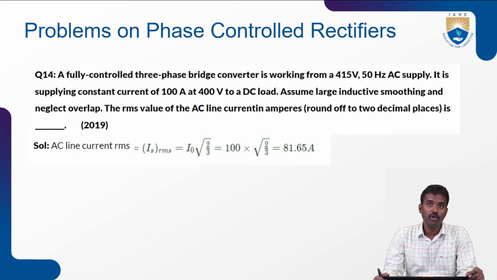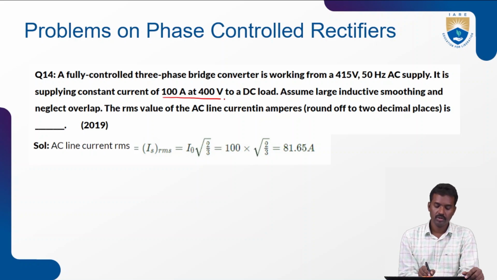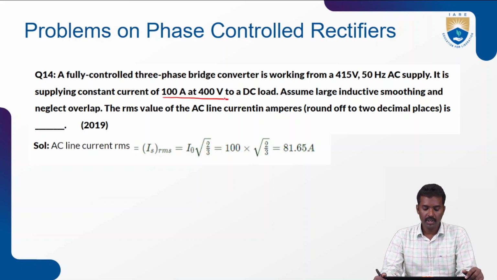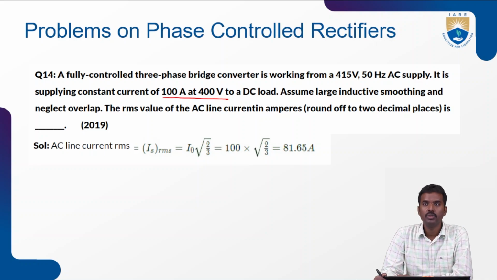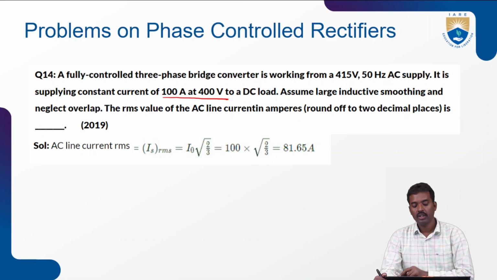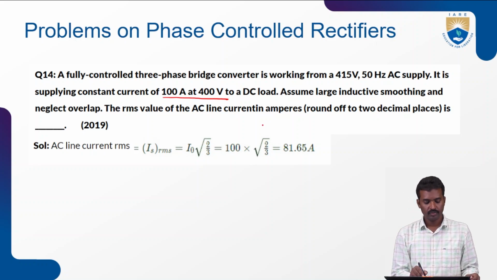It was asked in 2019. A fully controlled 3-phase bridge rectifier is working from 415 volts 50 Hz AC supply. It is supplying constant current of 100 amperes at 400 volts to a DC load. Assume large inductive smoothing and neglect overlap. The RMS value of AC line current in ampere is asked.